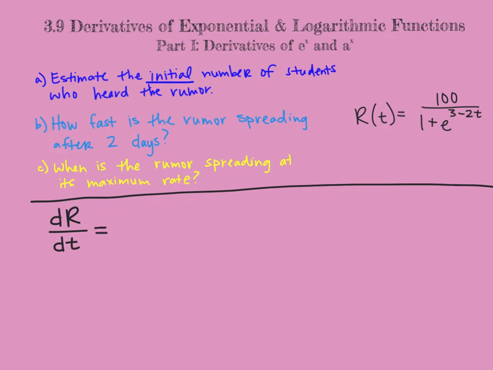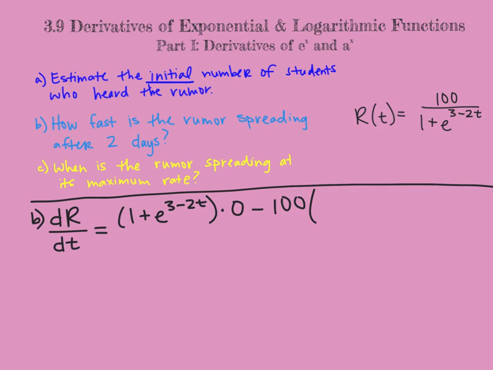Now we have a quotient, which you don't necessarily need to write as a quotient, but I will here. So we're going to do low d high minus high d low over low squared. So we have low times the derivative of the high. The derivative of 100 is 0, so that goes away, minus high times the derivative of low.